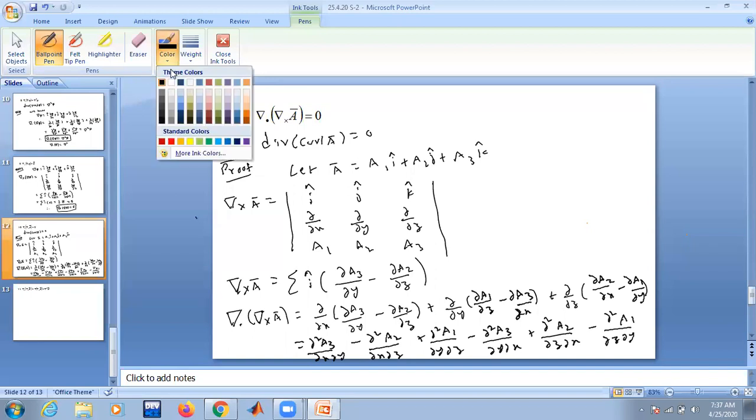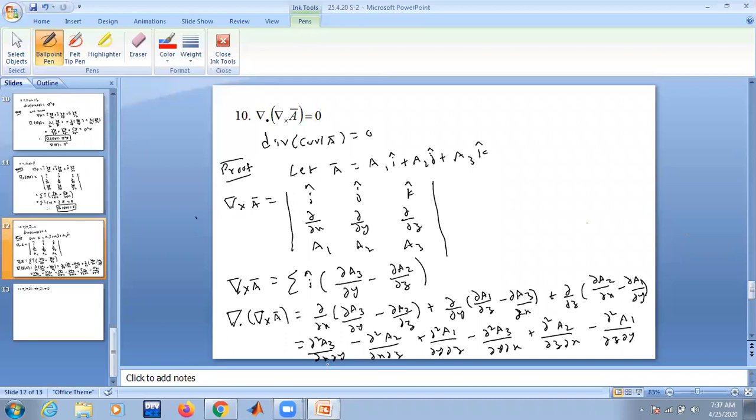Now if you see dou square a3 by dou x dou y minus dou square a3 by dou y dou x, these two partial derivatives get cancelled. Minus dou square a2 by dou x dou z plus dou square a2 by dou z dou x, these two get cancelled. Dou square a1 by dou y dou z minus dou square a1 by dou z dou y cancels. So what you are getting is 0. That is what we want to show. Divergence of curl a bar is always 0. Divergence of a vector is a scalar, and you are getting the scalar 0.